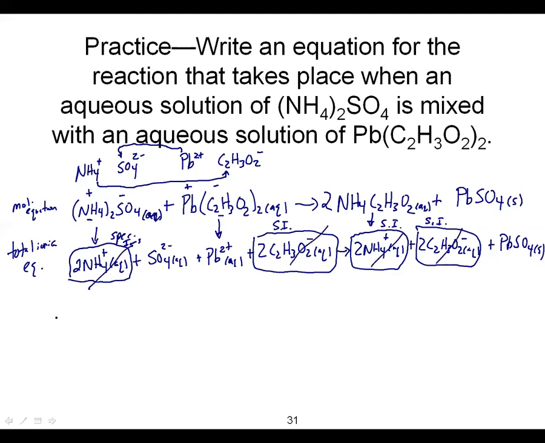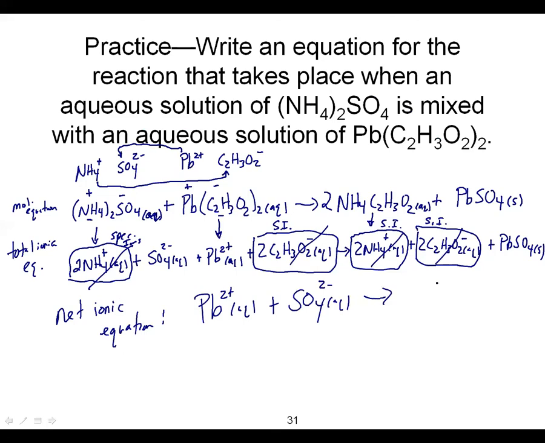And that is going to leave us our net ionic equation, which is really what's happening in this reaction. It is the lead with a +2 charge coming together with the sulfate that has a -2 charge, and it is forming lead(II) sulfate, which would be our solid here. Any questions on any of those steps or calculations? Not really calculations, I suppose.